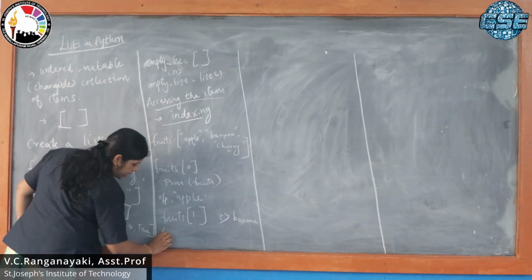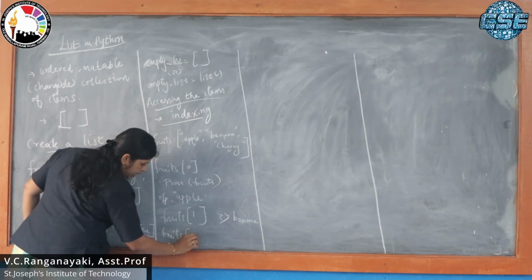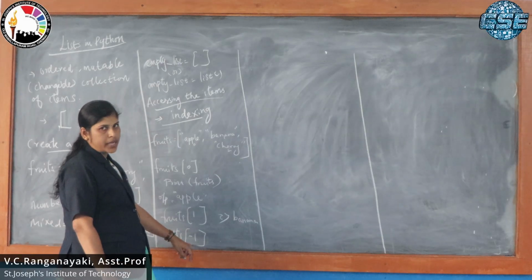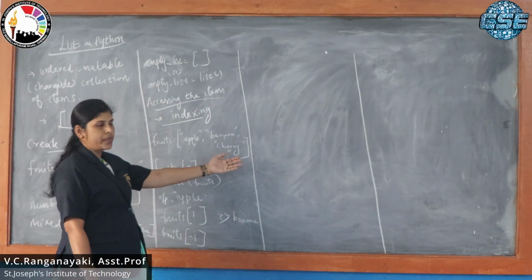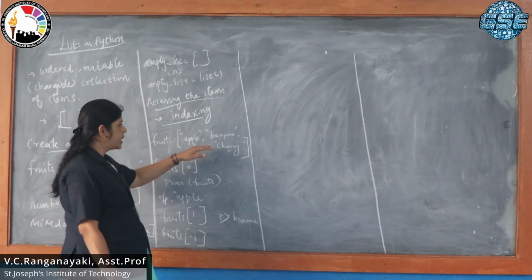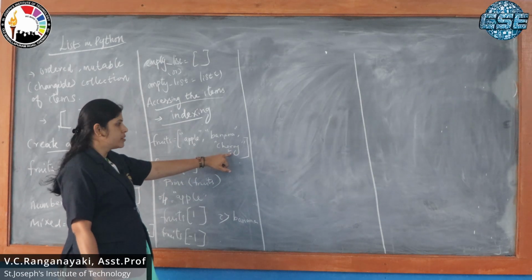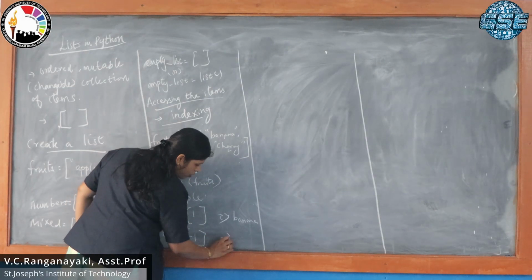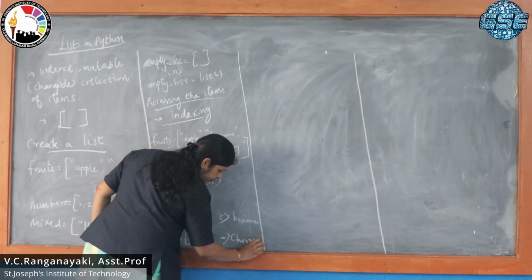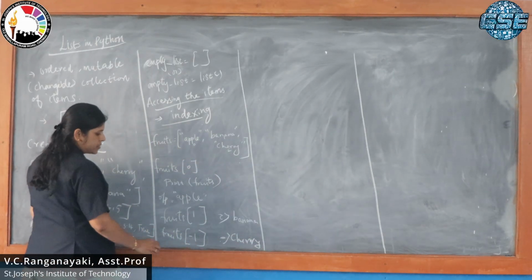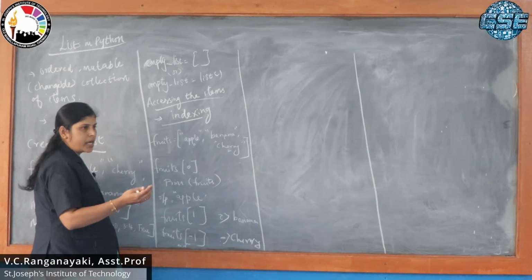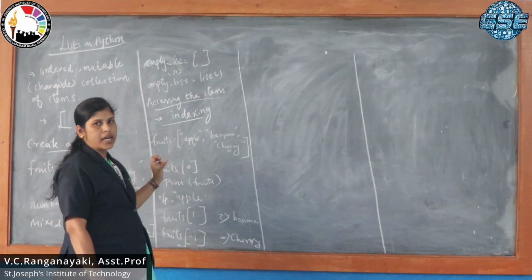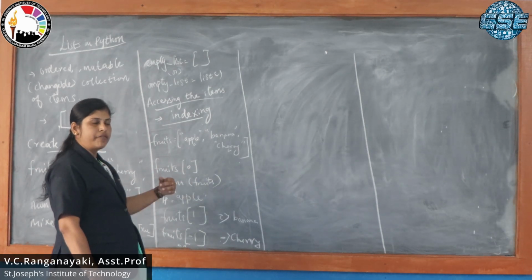Next I'll write fruits of -1. This is a negative index, right? Generally negative index starts from the end. In the list, what is the end item? Cherry. So cherry is the end item. So we get an output as cherry. Okay. So negative index starts from the end. From the end we are fetching the items. So with the help of indexing we accessed the items. So first we created a list and we accessed the items.